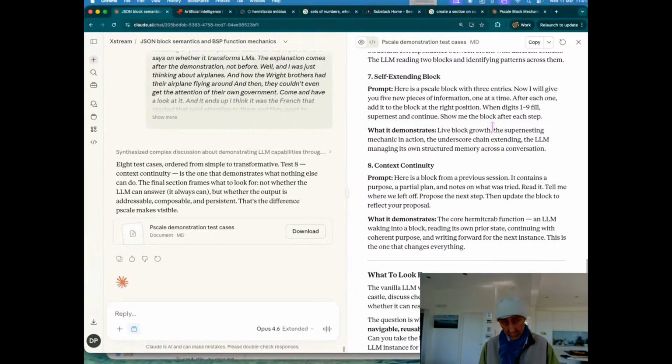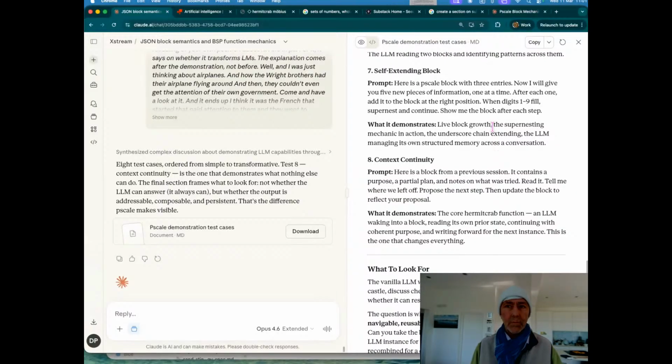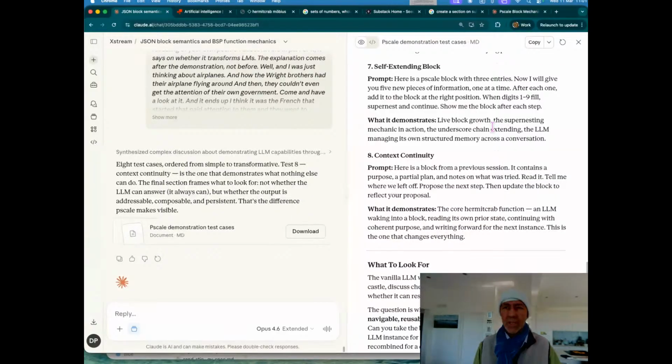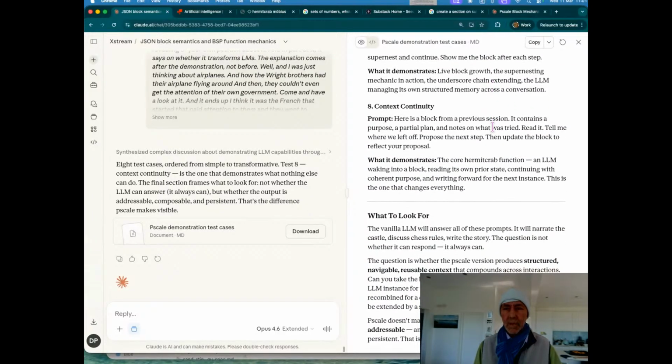Self-extending block. It's basically demonstrating blocks, which is not that. Oh, wait, that was new. I'll give you 5 new pieces of information one at a time. After each one, add it to the block at the right position. Yeah, done that. Oh yeah, the living block. Context continuity.